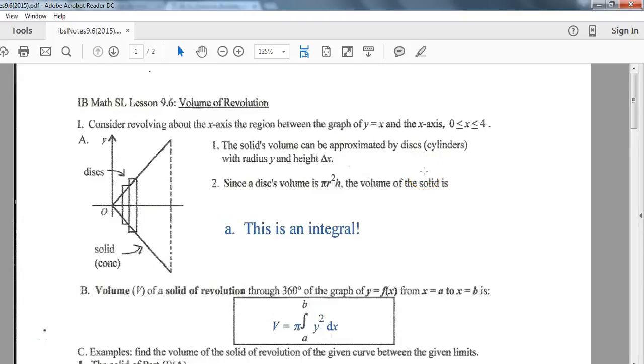For lesson 9.6, we are looking at taking a function that we've been working on this chapter and not just getting the area under that function, but if you were to take that function and rotate it 360 degrees around the x-axis, it would form a solid like the one that you're seeing here.